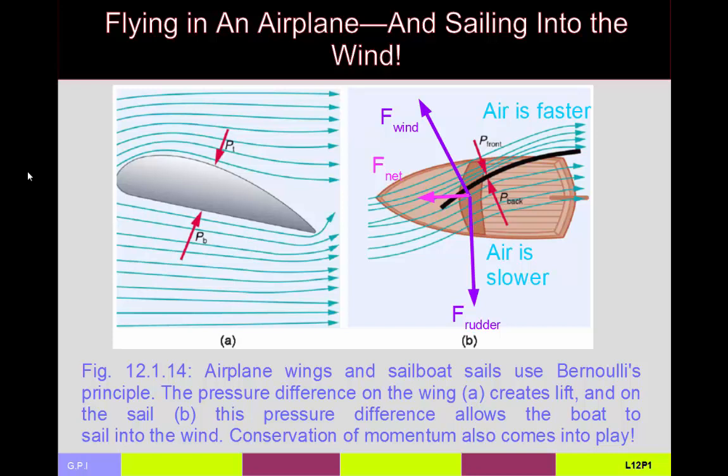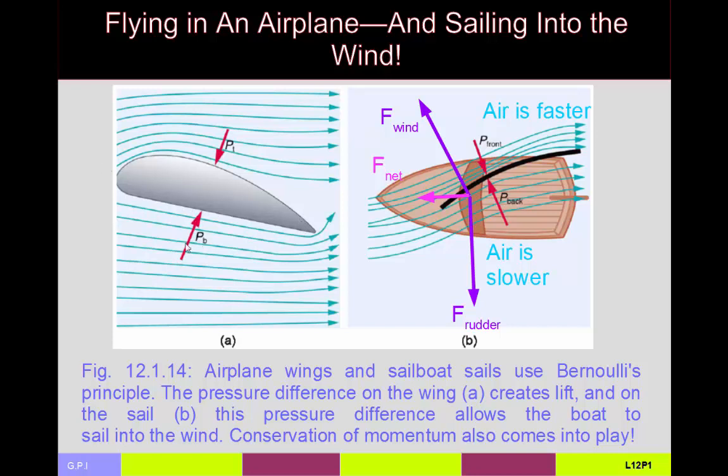Okay, I want to mention another interesting example of Bernoulli's principle, really 2 applications, which is in flying an airplane and in sailing a boat. Airplane wings and sailboat sails both use Bernoulli's principle. The airplane wing does it by being shaped in such a way that you get a different speed of the air above than below. And so they try to make it so that the speed of the air passing over the wing is faster than the speed of the air passing under the wing.